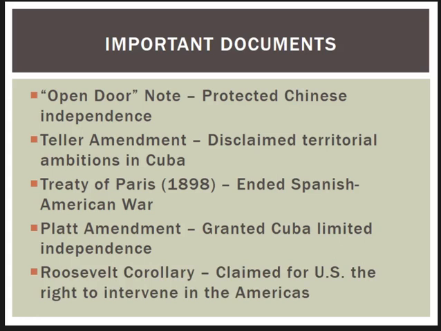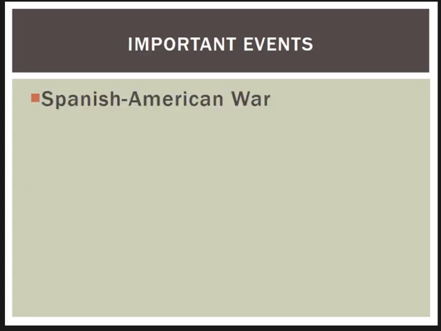The last is the Roosevelt Corollary. This is a corollary to the Monroe Doctrine. The Monroe Doctrine told Europeans that they were not allowed to intervene in the affairs of Latin America. The Roosevelt Corollary said, but if anybody does need to intervene in the affairs of Latin America, that will be the United States. Important events. We have the Spanish-American War again of 1898.